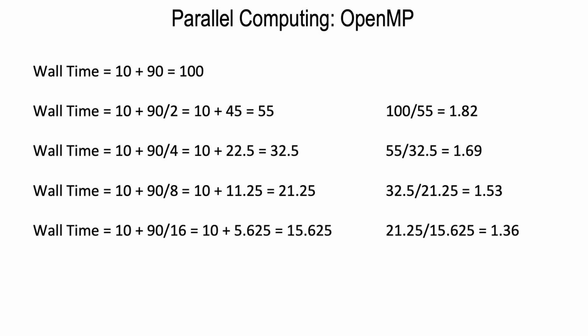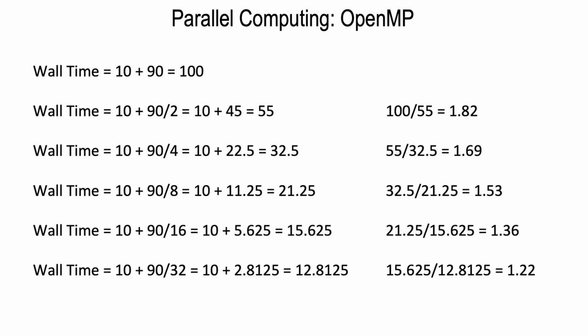This is followed by a theoretical speedup of around 1.36 when progressing from 8 to 16 threads. Eventually, the theoretical speedup becomes about 1.22 when transitioning from 16 to 32 threads. This highlights that even with a considerable portion of the workload being parallelized, the speedup diminishes quickly with each doubling of threads. The remaining 10% of the workload, which cannot be parallelized, becomes a bottleneck for the parallel computing performance.